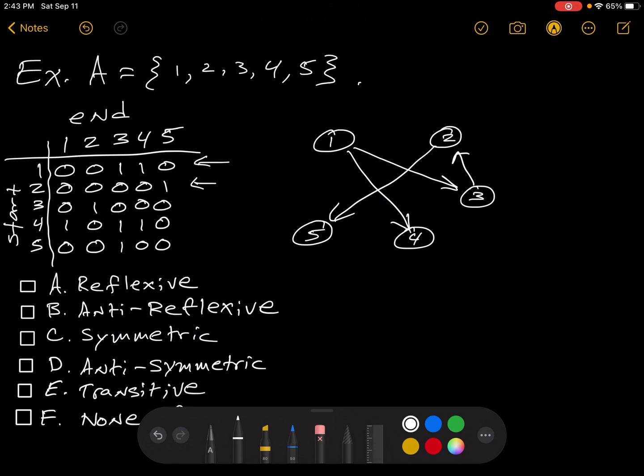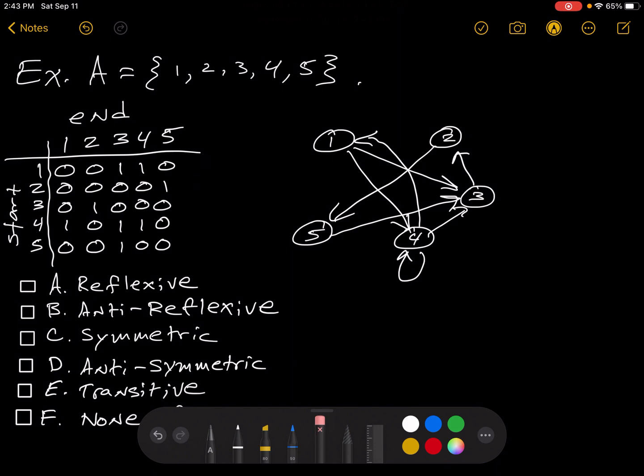4 to 1, 4 to 3, and 4 to 4. So a self loop. And this last row says there's an edge that starts at 5 and ends at 3. Okay, 5 to 3. All right, so there's our graph of the relation.